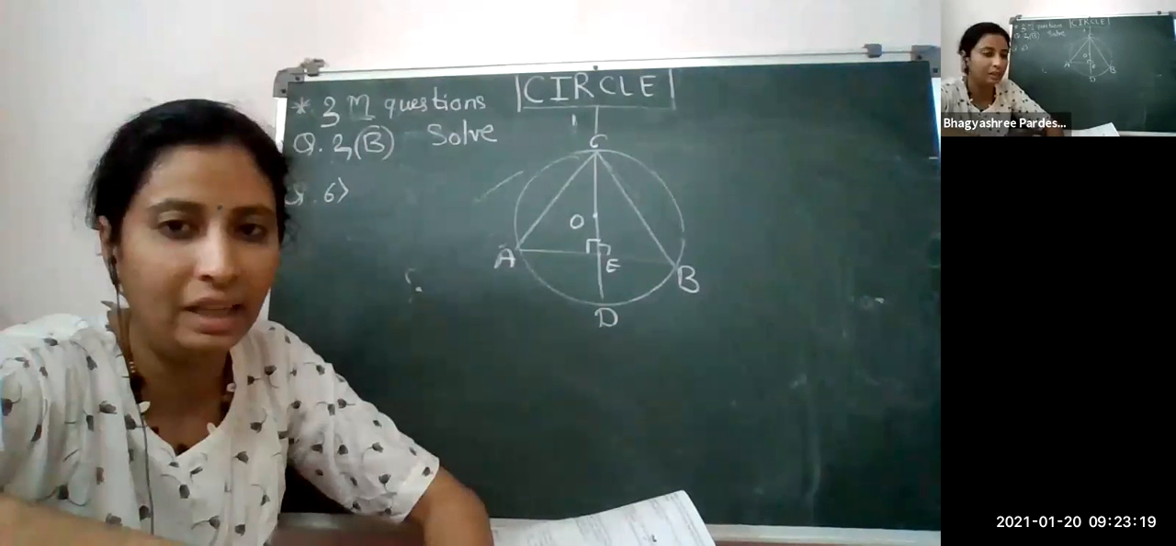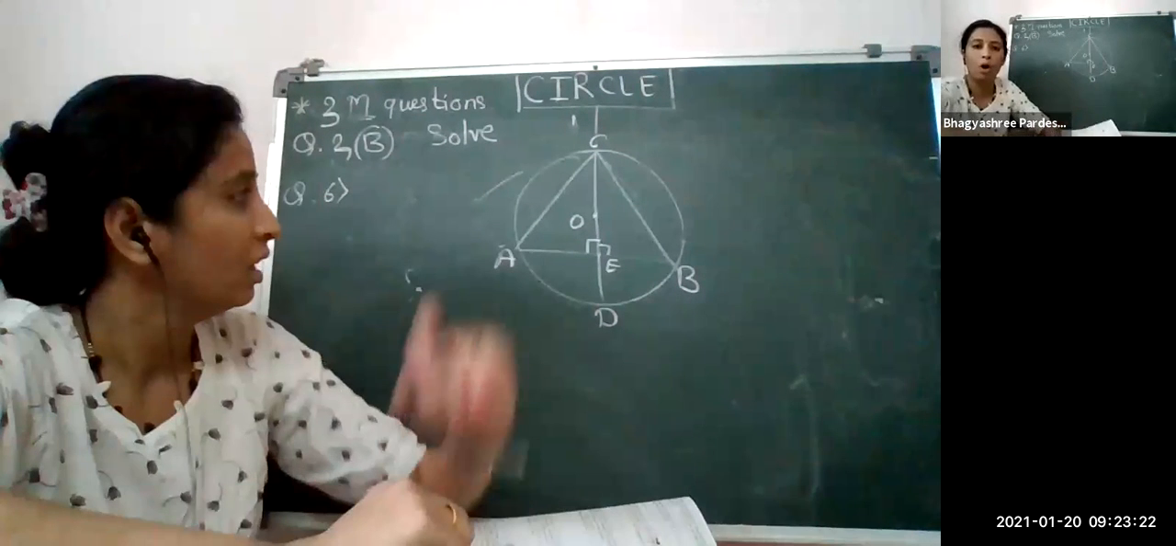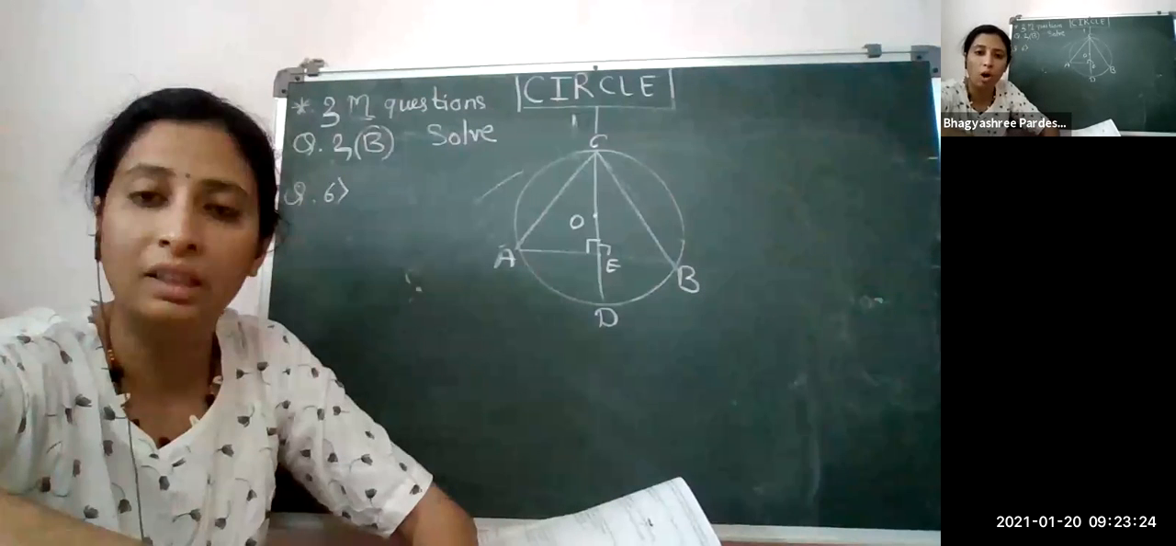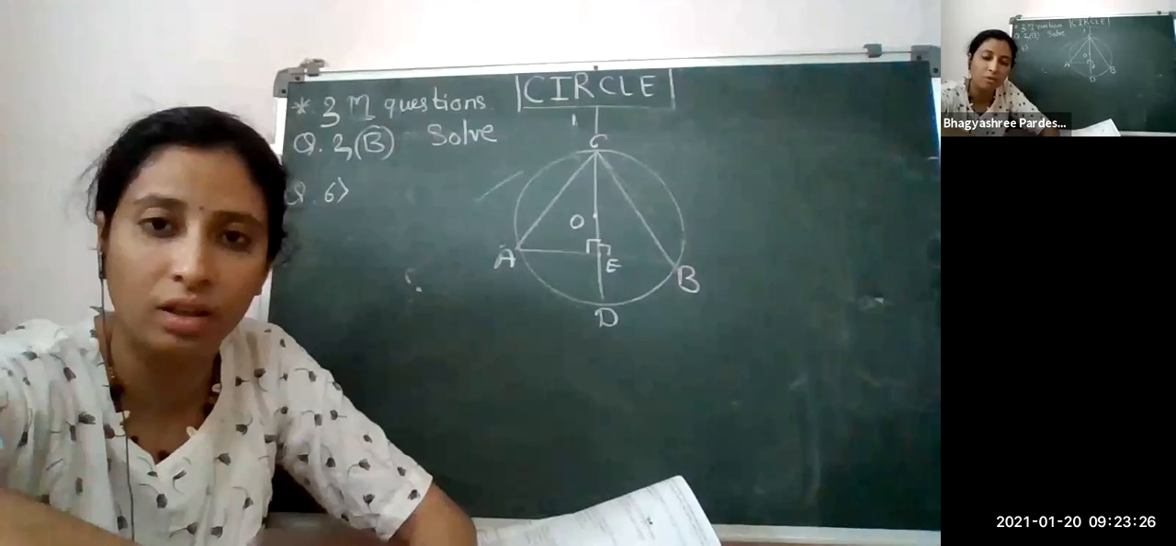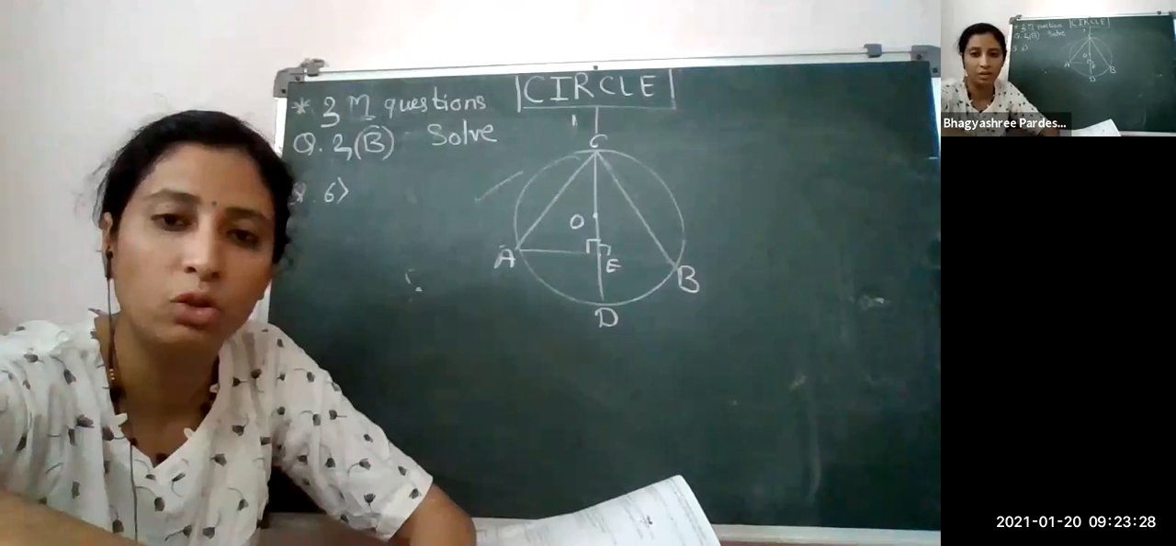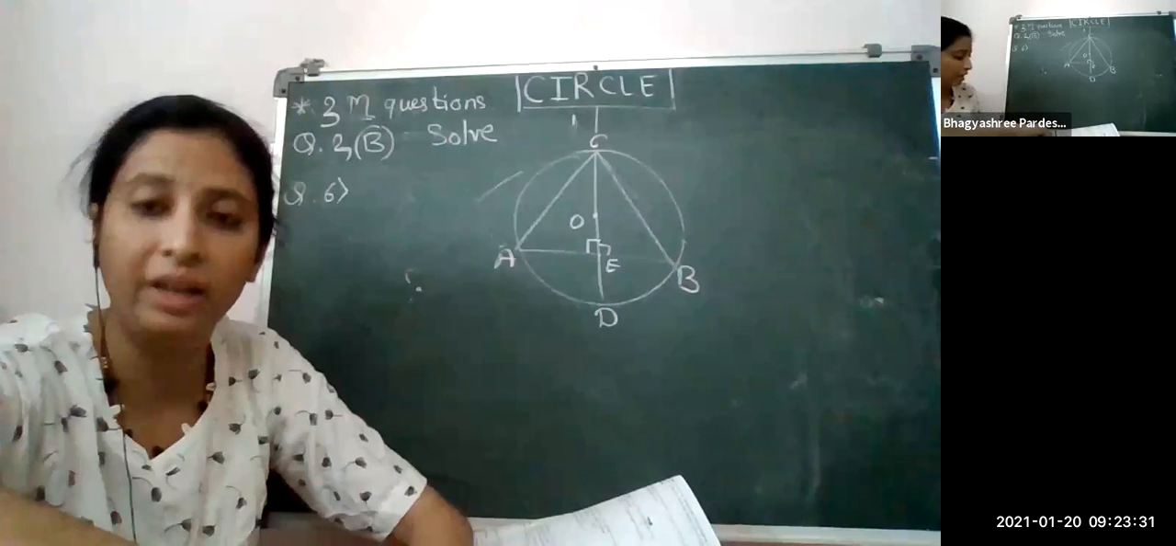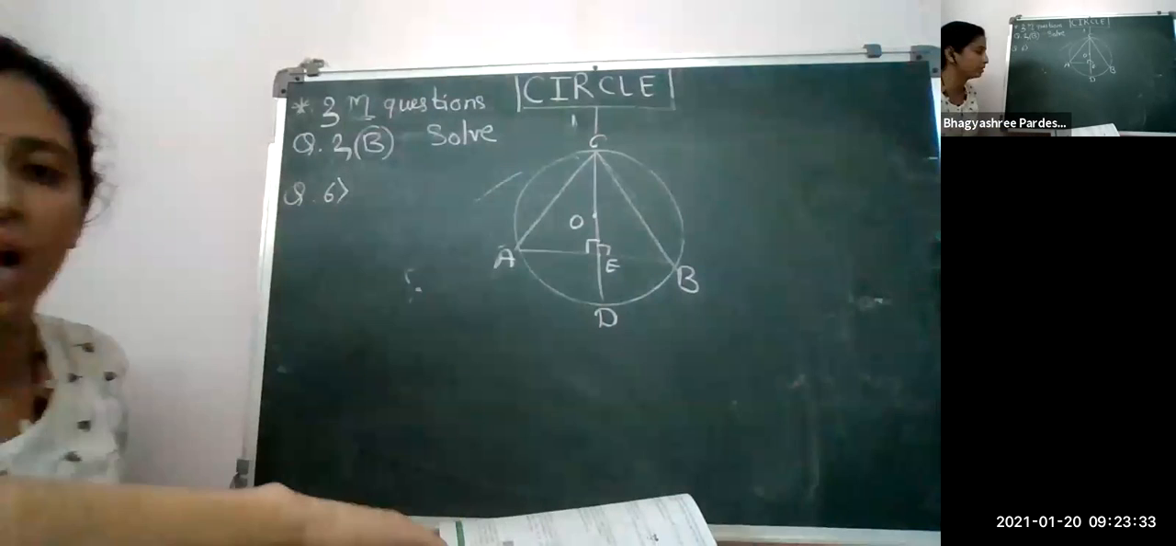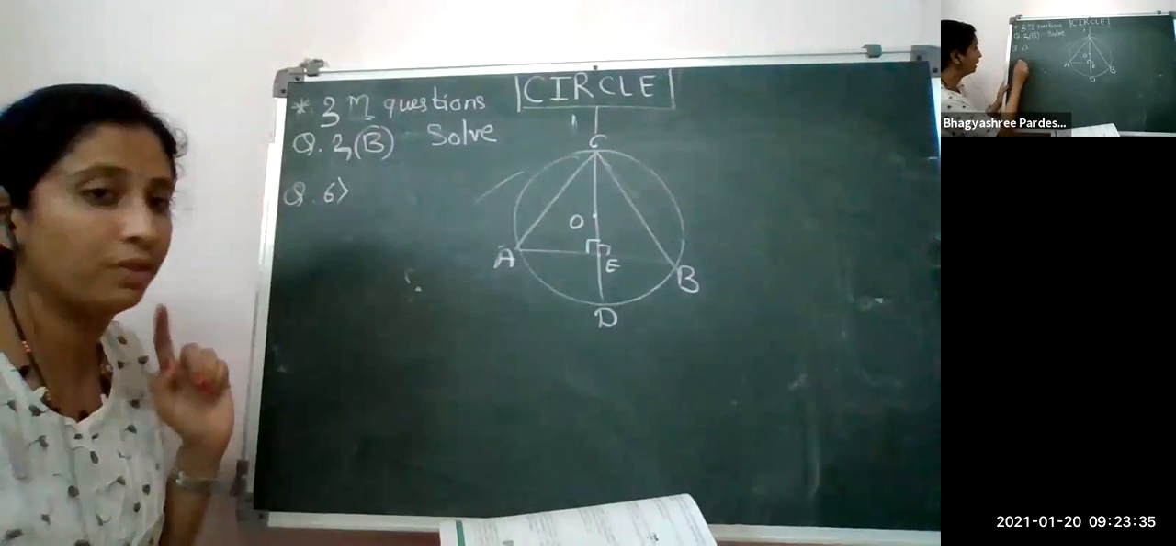Actually, if you look properly, all three sides of this triangle are chords of the circle. Means here we have to show that any two chords are equal. So how are you going to do this? The first thing: write the given.